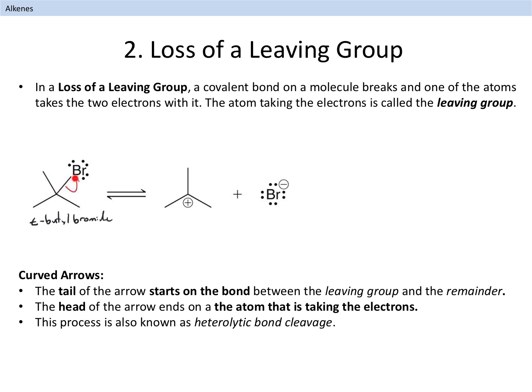This process is known as heterolytic bond cleavage, where both electrons from the bond move to one of the atoms, in this case, the bromide ion. Using curved arrows to represent this transformation, we start the arrow, the tail, at the bond between the carbon and the bromide ion, indicating that the electrons are coming from this bond. The arrow head points to the bromide ion, showing that the electrons are moving towards it.